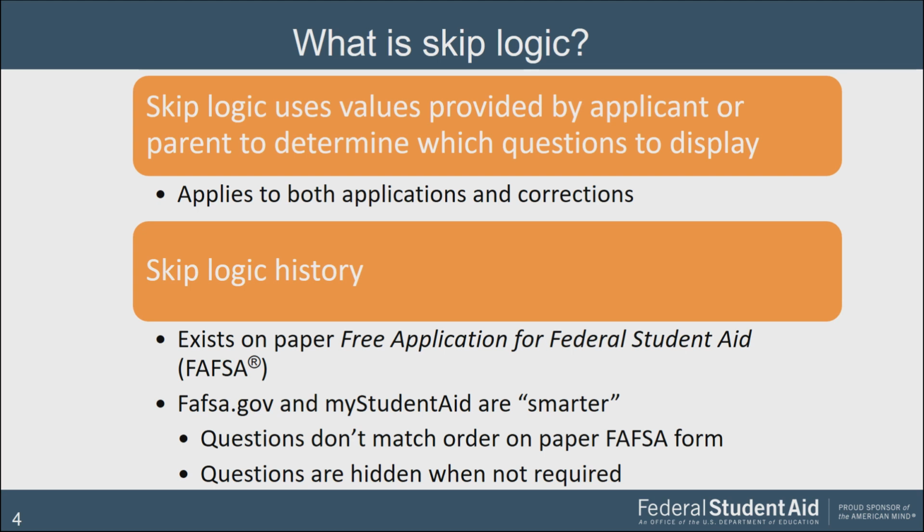When the student or the parent is able to skip the question, what that means is it's just hidden. We don't show them the question. The student or the parent doesn't even realize that that question exists because it's not required, so we're not going to show it to them to fill out. It's not like we show it to them and it's just optional. We just don't show the question.